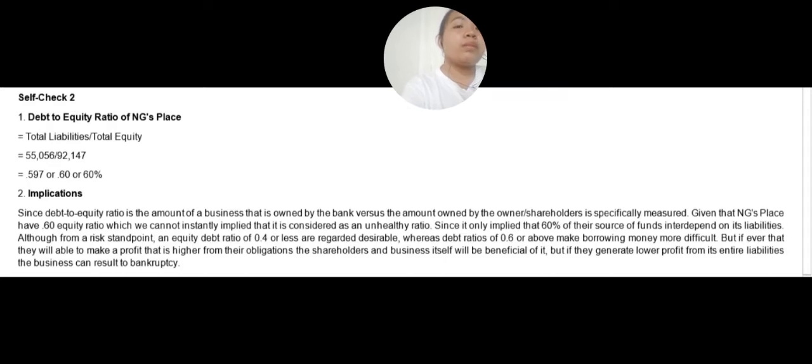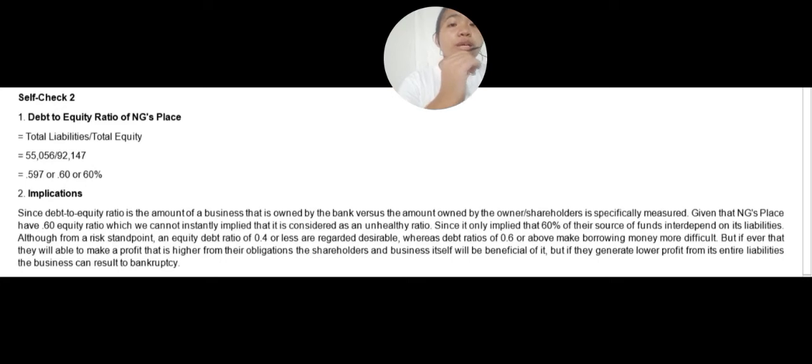Now let's tackle the self-check number 2 implication. The debt to equity ratio specifically measures the amount of a business that is owned by the bank versus the amount owned by the shareholders. Given that Inches Place has a 0.60 ratio, we cannot instantly imply that it is a healthy ratio, since it only implies that 60% of their source of funds depends on liabilities.